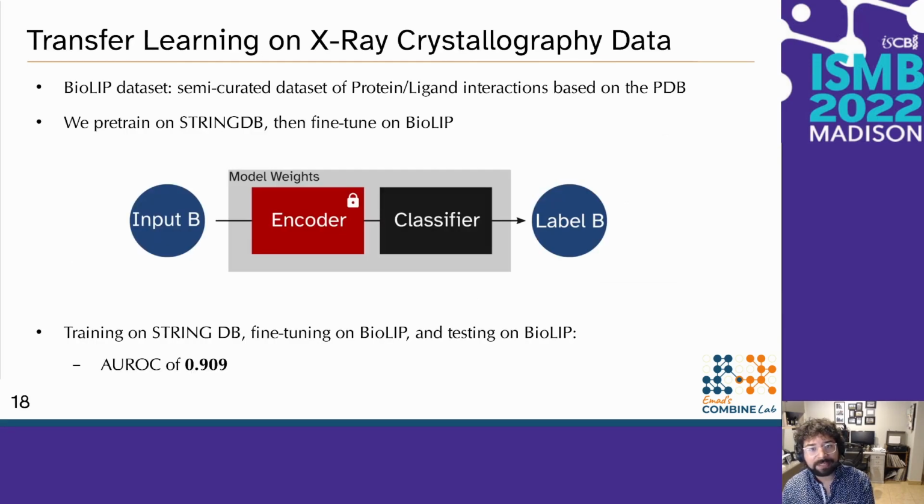We also tested RAPPPID's amenability to transfer learning by pre-training the encoder on the STRING PPI dataset and fine-tuning the classifier on a protein-ligand interaction dataset derived from PDB named BioLiP. Using transfer learning, RAPPPID was capable of achieving an AUROC of 0.9089 on the BioLiP dataset.